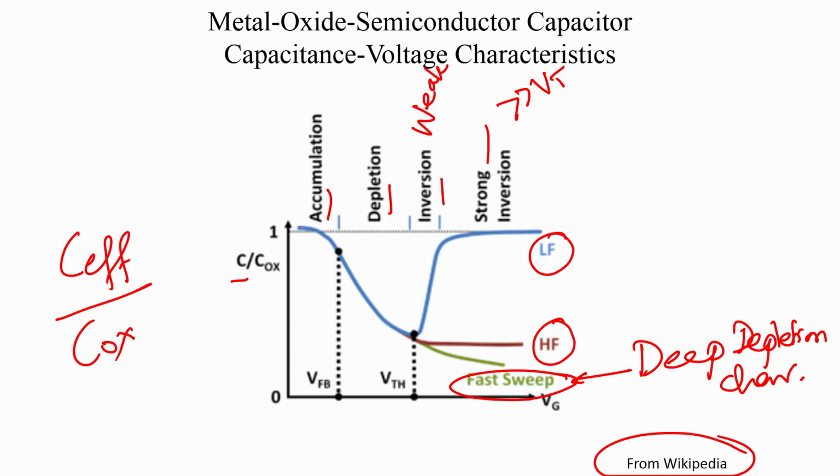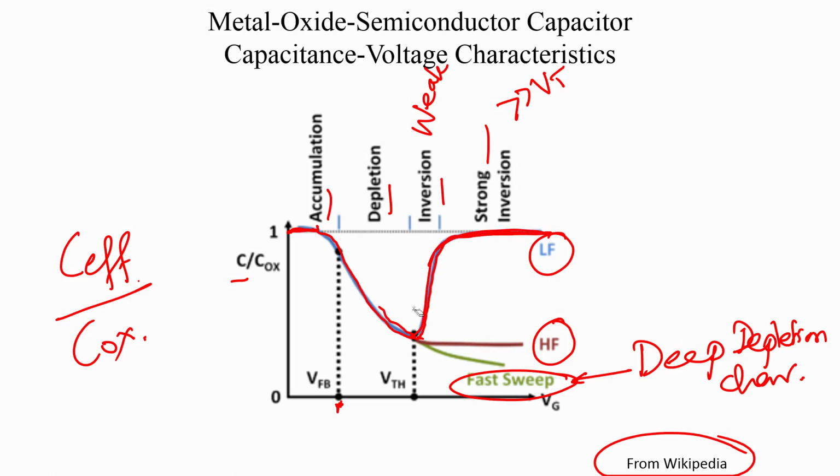In accumulation mode, you have C effective equal to Cox, so C by Cox is 1, because holes appear at the interface. Then in depletion mode, you have the series combination of Cox and C depletion, and the capacitance goes down. This happens after V equals VFB. Once you hit threshold voltage, the device approaches strong inversion, and you have electrons at the interface that can easily respond to the low frequency signal.